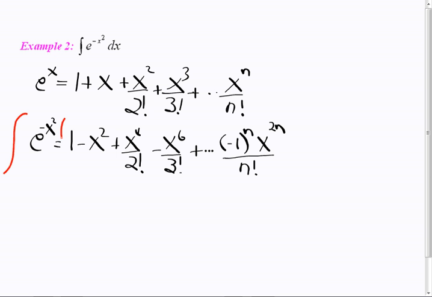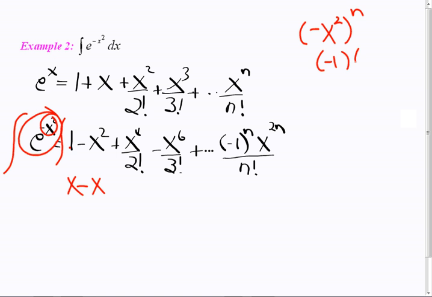Just integrate this. That's easy. Those of you with CAS calculators, can you integrate that? Integrate it term by term. What's the antiderivative of 1? X. Duncan. Oh, I just put in x squared. I actually put in minus x squared to the n. So I factor that out.